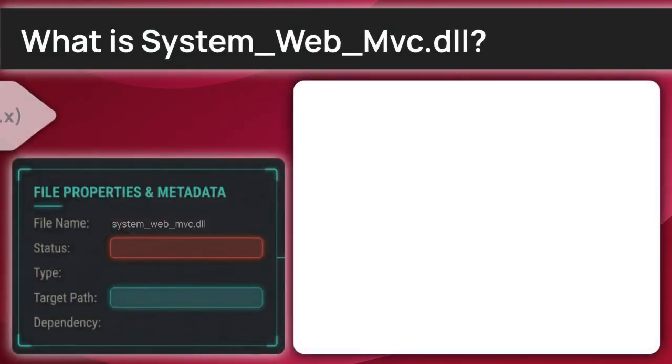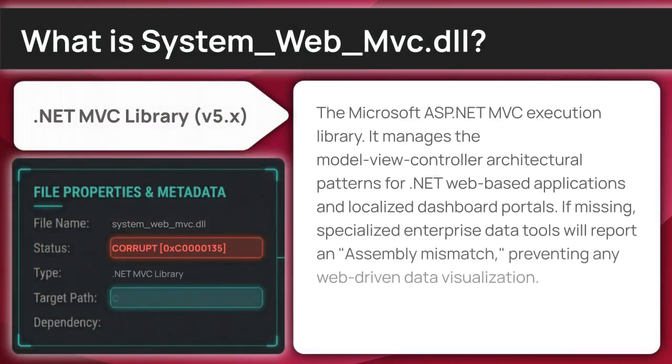This is the System Web MVC Library, the Microsoft ASP.NET MVC execution library. It manages the model view controller architectural patterns for .NET web-based applications and localized dashboard portals. If missing, specialized enterprise data tools will report an assembly mismatch, preventing any web-driven data visualization.